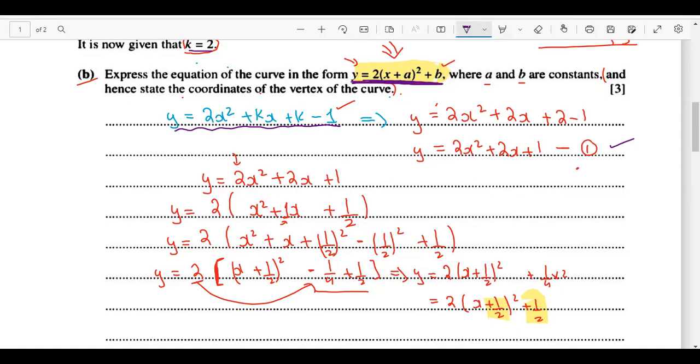Okay, so this was my equation. Step number 1 is basically to have the coefficient of x squared as 1. For now, the coefficient of x squared is 2. I've taken 2 common, and now the coefficient of x squared is 1. So this is going to be step number 1. Okay, step number 2.